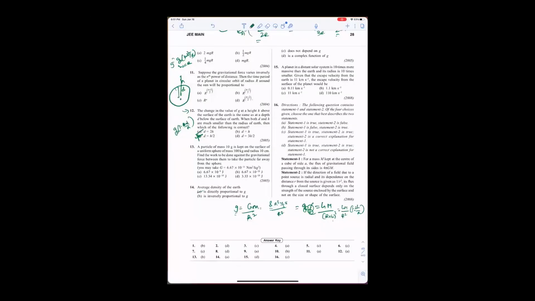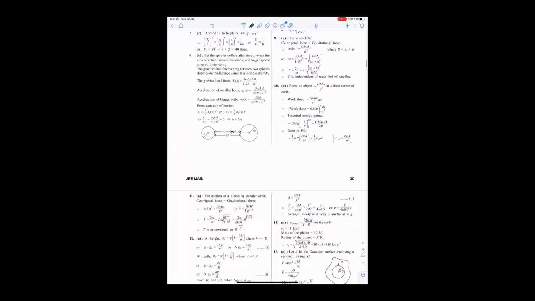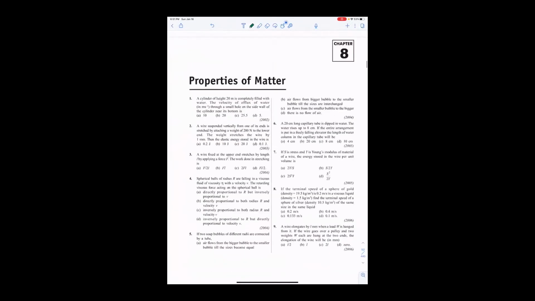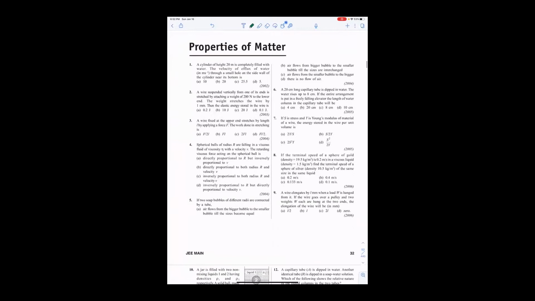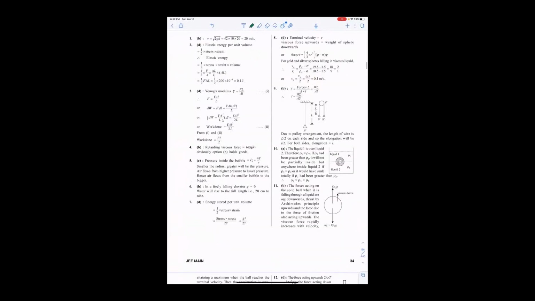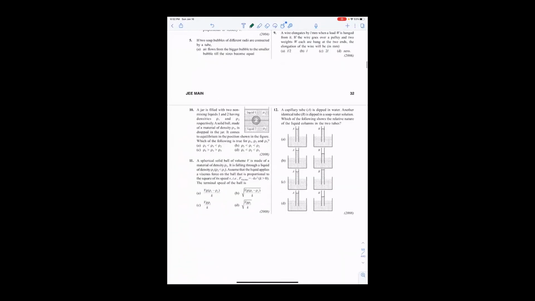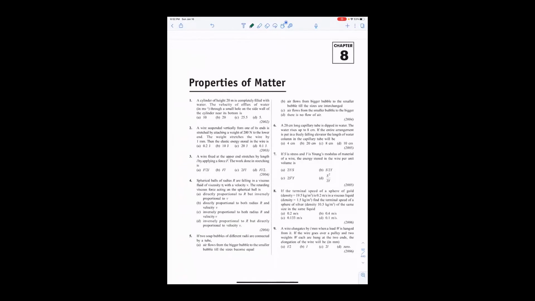So let me share the screen, guys. Right, I hope you guys can see this. So yesterday we were doing till gravitation, collision, center of mass, gravitation. Today we'll be doing this properties of matter, which is combination of fluids and this one and this. Then we have thermal properties. We'll try that.